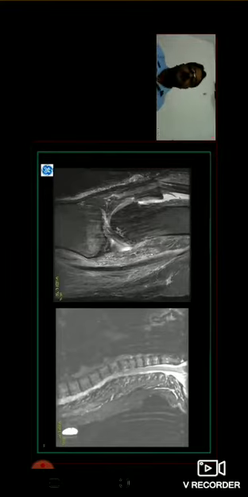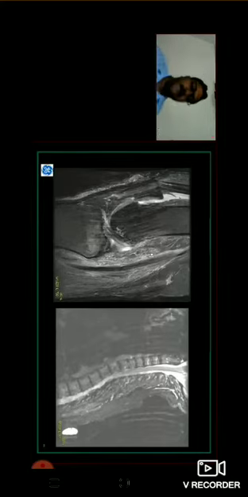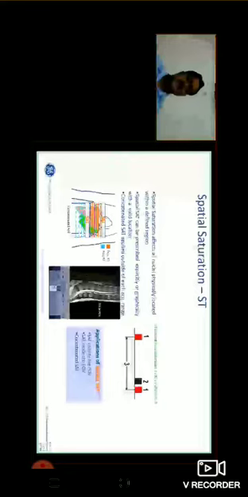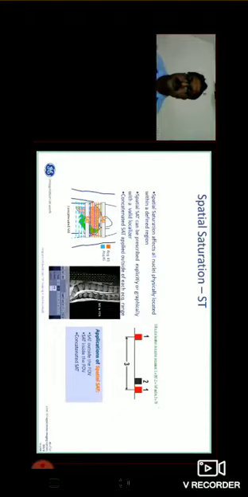The saturation band is a simple 90-degree RF pulse. It is applied just before the excitation 90 degree, and it can suppress the movement or the issues which are causing artifacts. In this case, you can see it's a lumbar spine image with a saturation band placed anteriorly. So the respiratory artifacts and the peristalsis of the intestine can be suppressed by placing the saturation band.